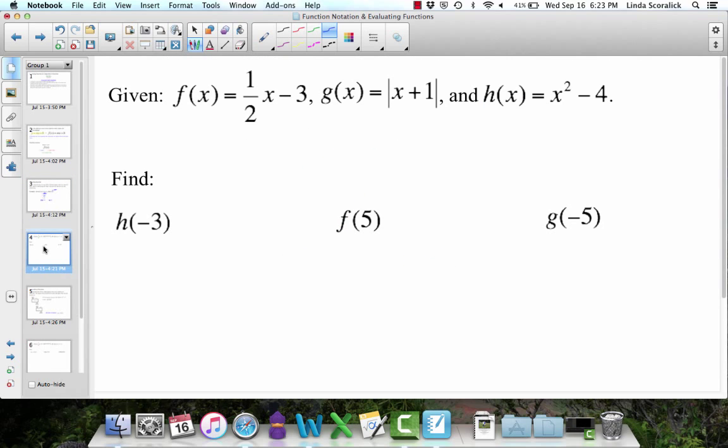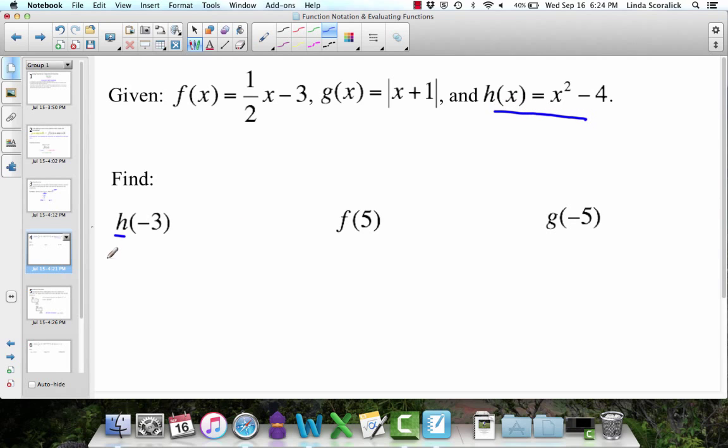The idea of the name of the function becomes more important when we are talking about multiple functions at once. So in this series of examples, you're given an f of x, a g of x, and an h of x. It's really important that you look at the problem that you're being asked to solve. So for example here, we're being asked to find h of negative 3. If the name of the function is h, that means I have to use the h function to evaluate it.